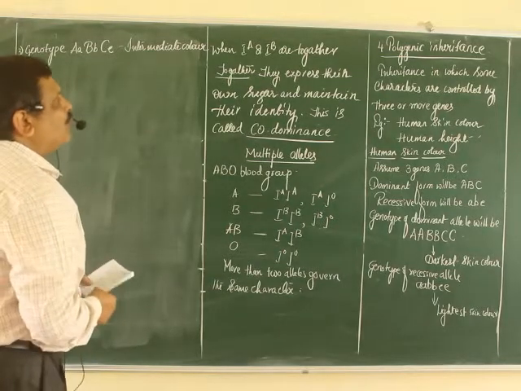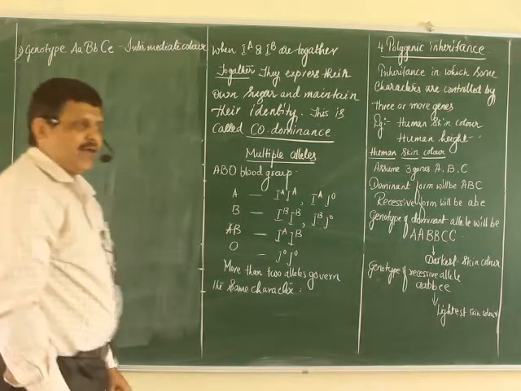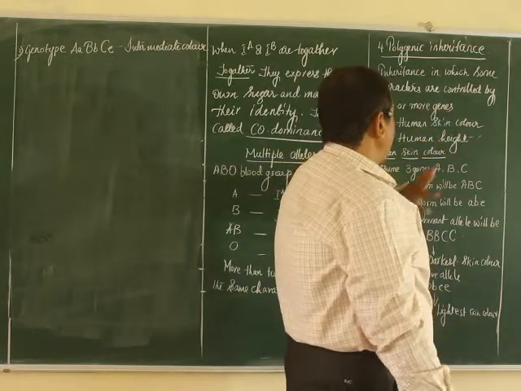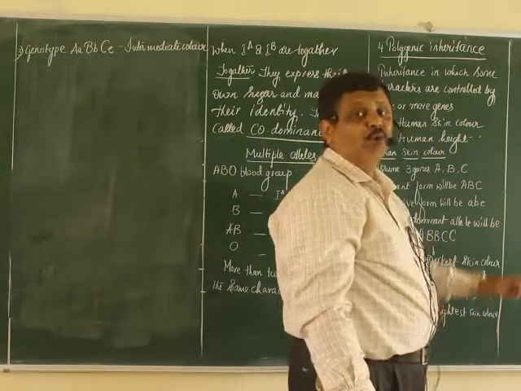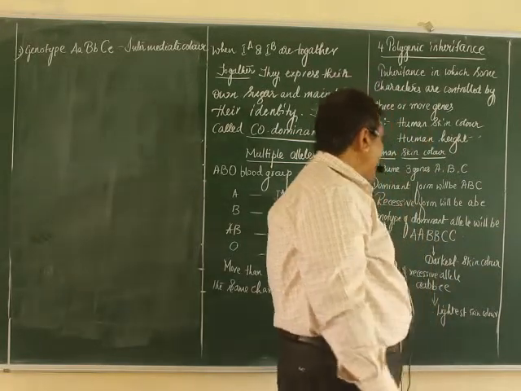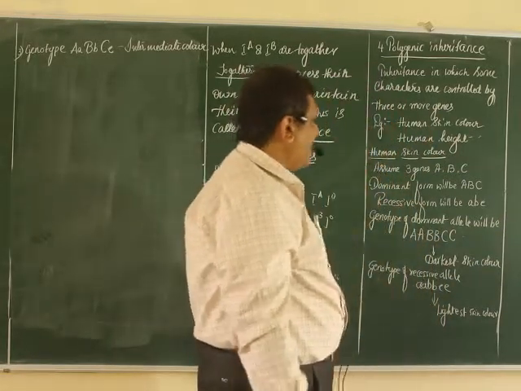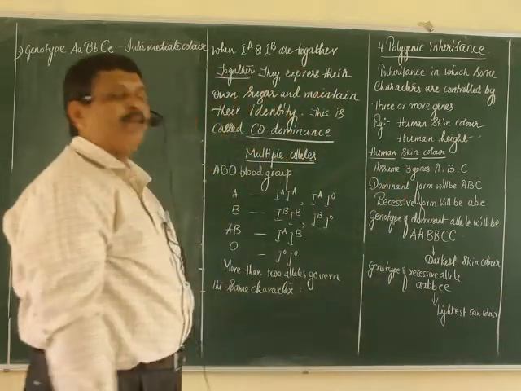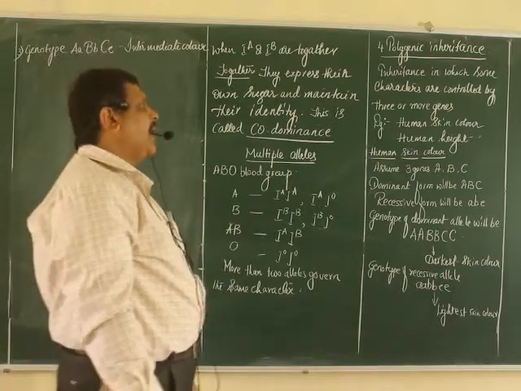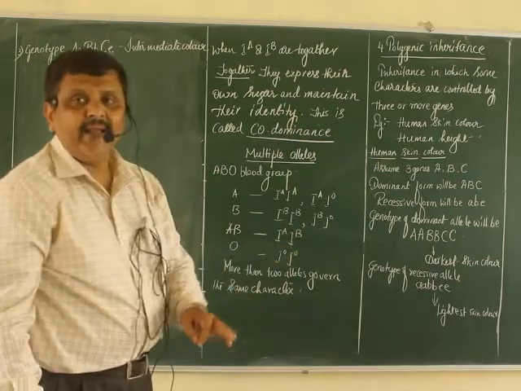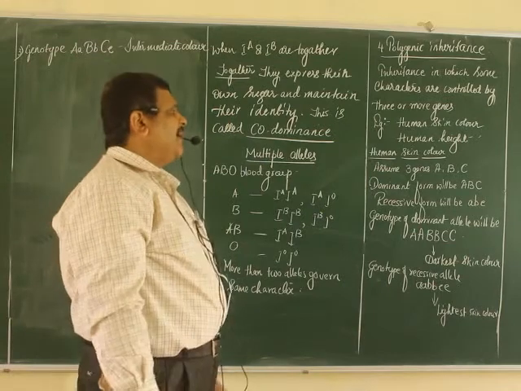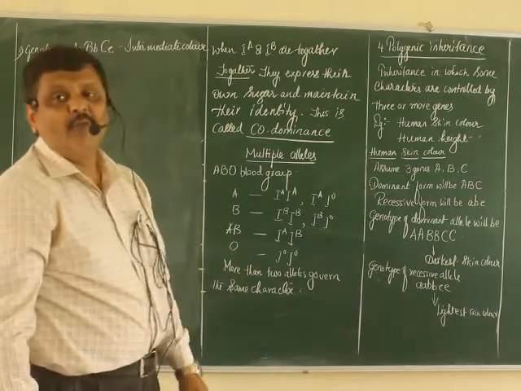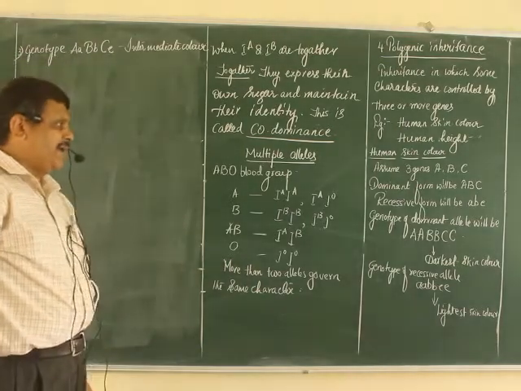So this is about polygenic inheritance. What is polygenic inheritance? One character is controlled by 3 or more genes. The best example is human skin color or human height. Assume that there are 3 genes to represent human skin color: capital A, capital B, capital C. Then the dominant form will be capital A, capital B, capital C, and the recessive form will be small a, small b, small c.